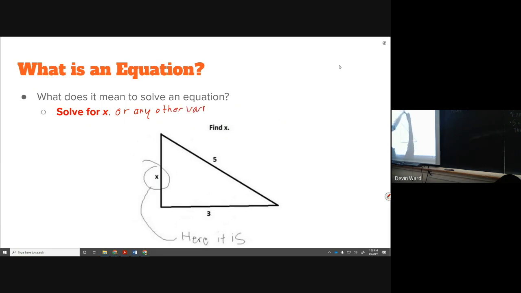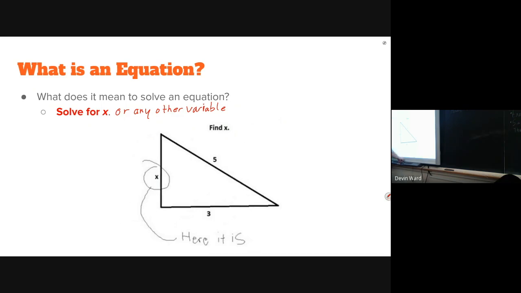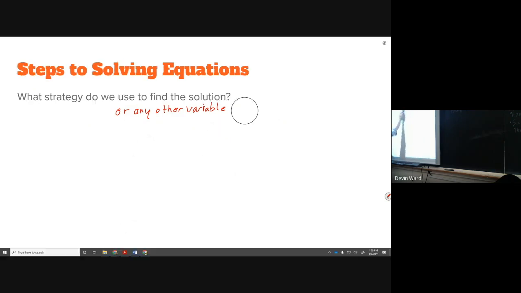It could be x, it could be y, it could be z, it could be m, it could be n, it could be a, b, c, d, it could be the whole alphabet. We even throw in Greek letters sometimes too. But to solve an equation means to solve for that variable so that we know what the variable is. So what are the steps?